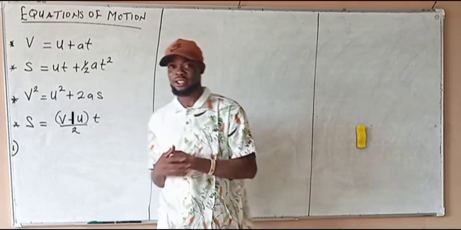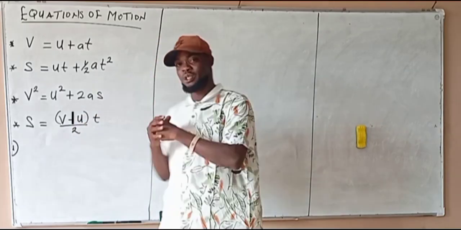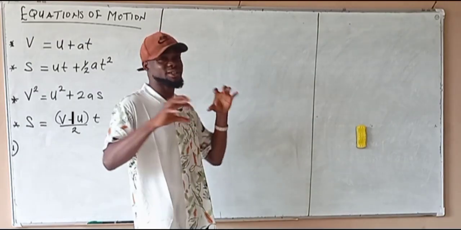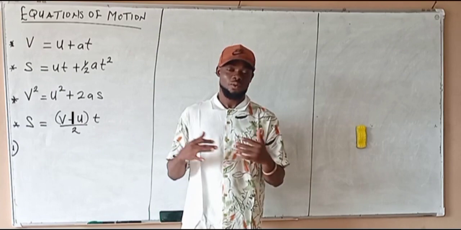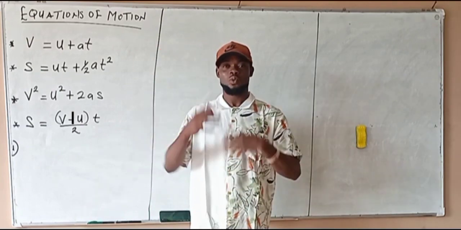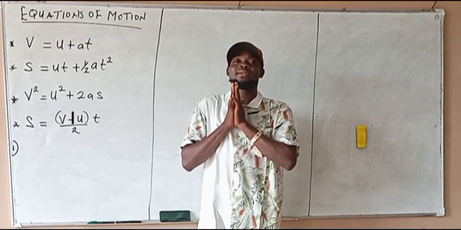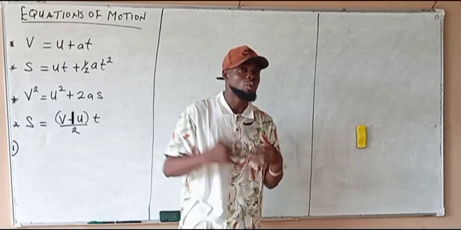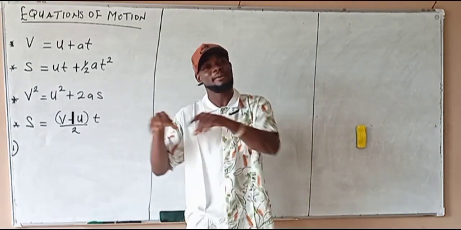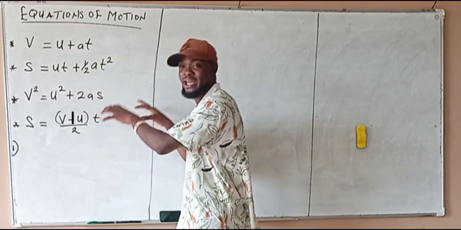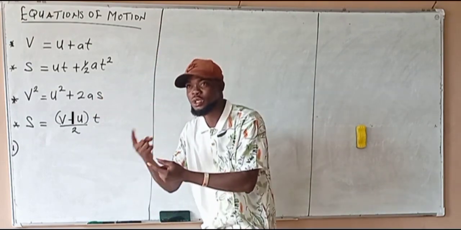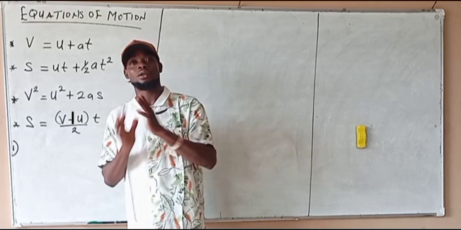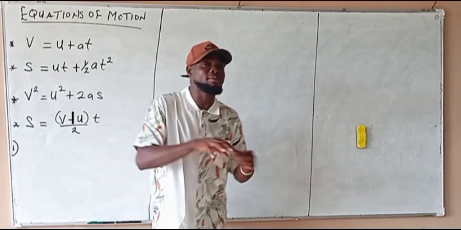So let's look at this topic now, which is the equations of motion. We said in the last class that motion is the change of position of a body. When a body changes its position with time, we call it motion. And the study of motion without regard to the forces causing the motion, we call that part of mechanics kinematics. We are saying kinematics now because we are studying motion with no regard to the forces causing this motion.